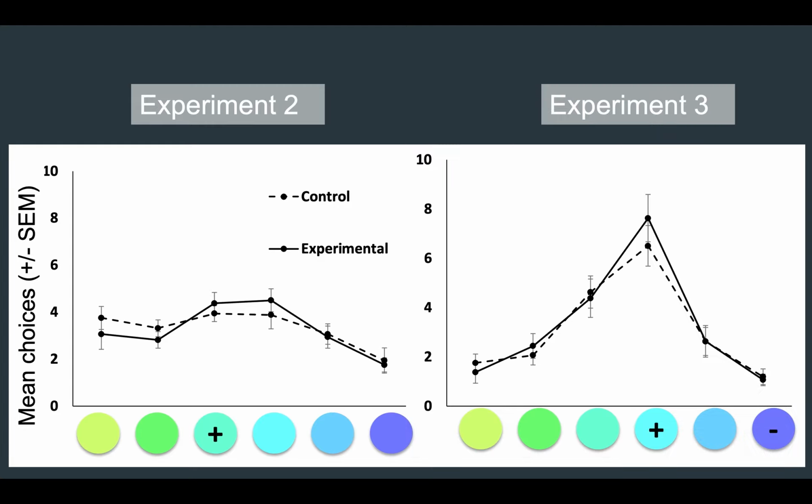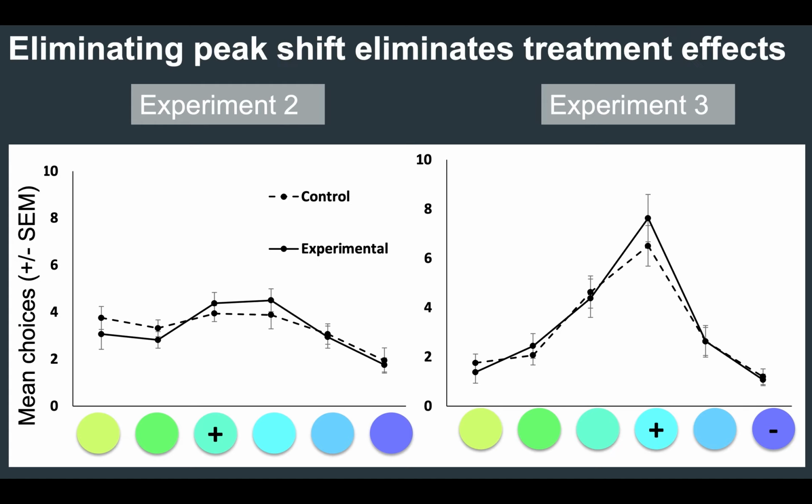In experiment 3, we see exactly what we wanted, a narrowing of the generalization curve around that S plus stimulus, but again, no peak shift and no difference between our experimental groups. This supports our hypothesis that eliminating that peak shift is the driving force behind these treatment effects.